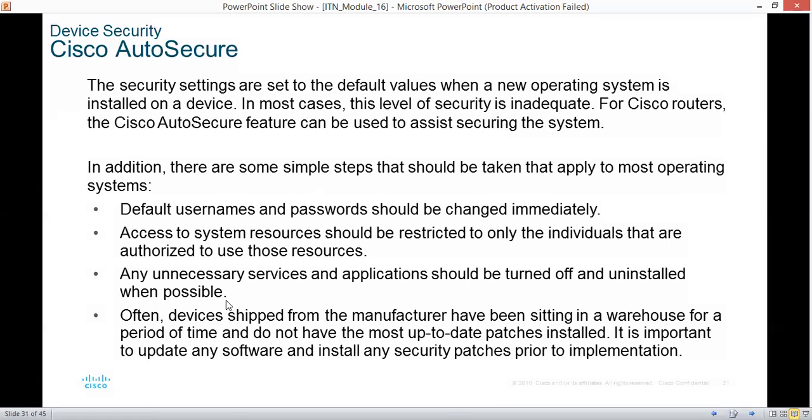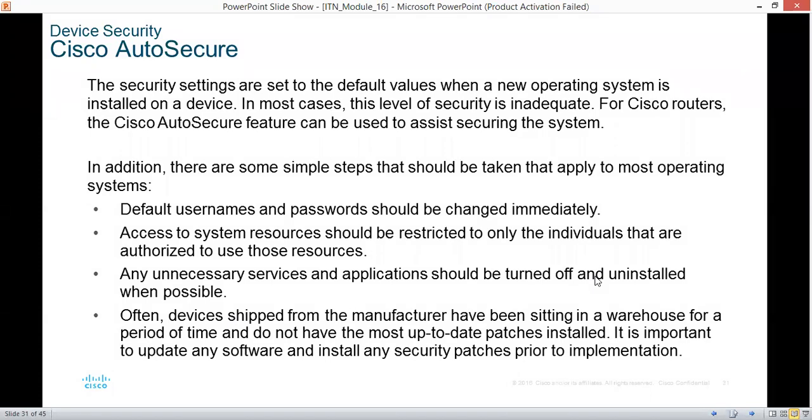Often, devices shipped from the manufacturer have been sitting in the warehouse for a period of time and do not have the most up-to-date patches installed. So it's important that you update any software and install any security patches prior to implementation. If all these are done, it is a way of trying to change whatever default settings you have.